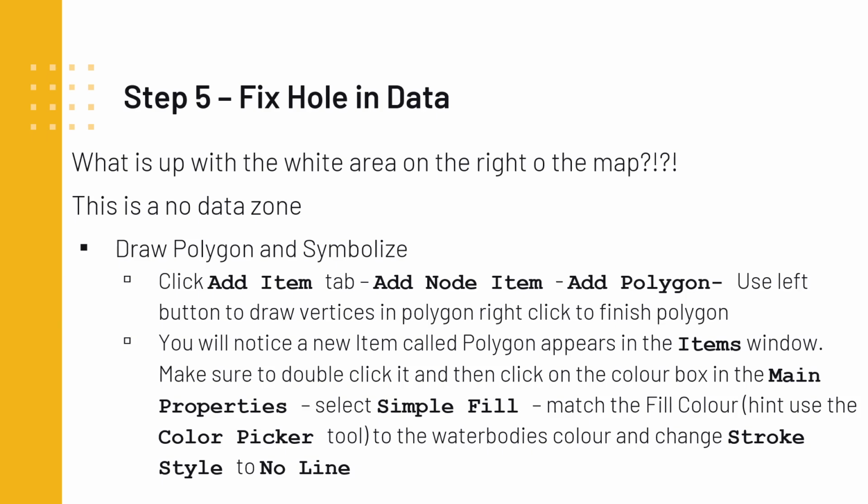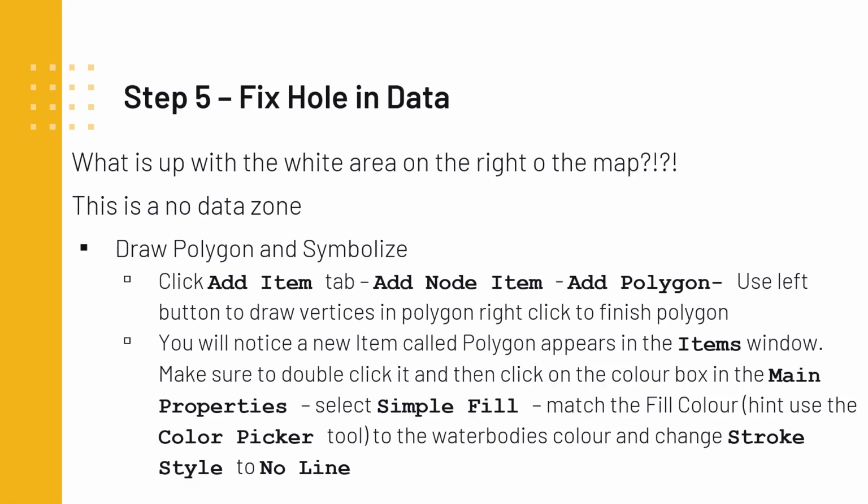To do that, you're going to go to the Add Item tab at the top of your screen. You're going to select the Add Node Item and then Add Polygon. Okay, you're going to use your left button to draw the vertices or the edge of your points. You're going to do that just inside the water boundary. When you finish the polygon, you're going to use a right click to end the polygon.